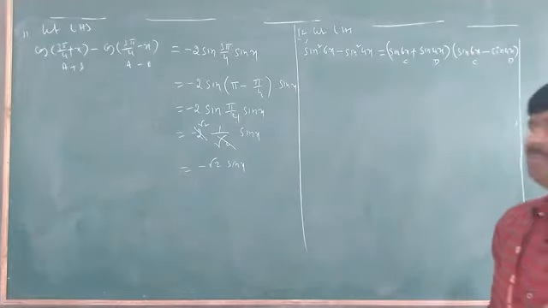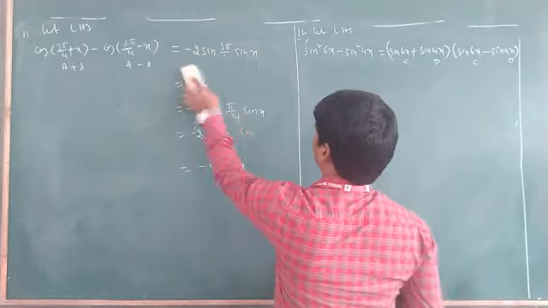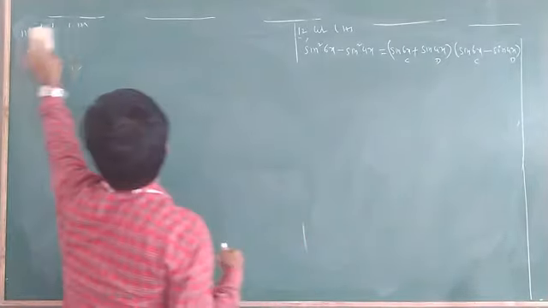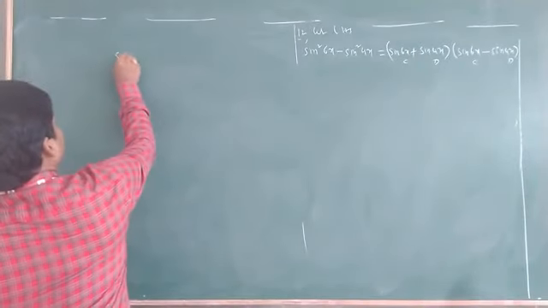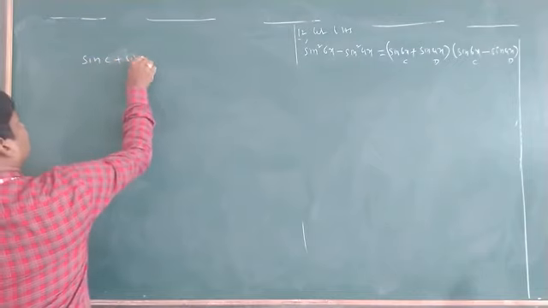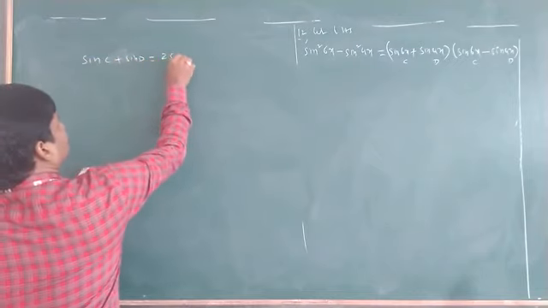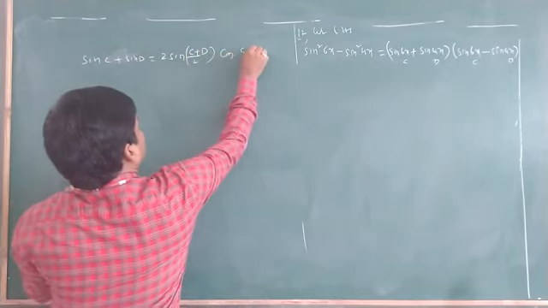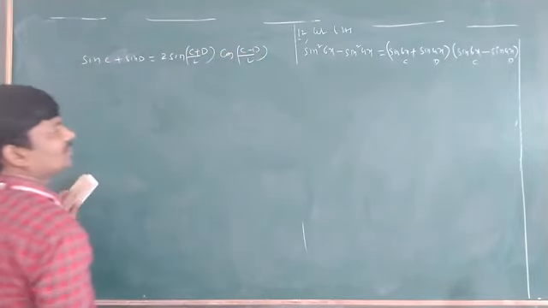What is the formula of sin c plus sin d? Just writing here sin c plus sin d. What is the formula? 2 sin of c plus d by 2 cos of c minus d by 2. Okay, next.